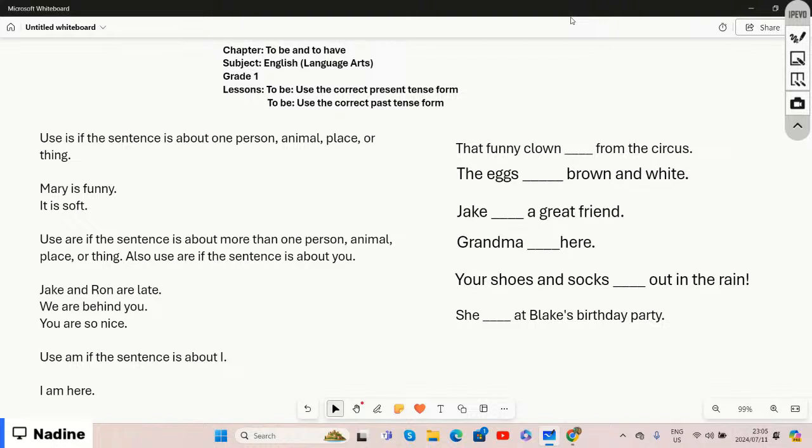But now, when it comes to this context of to be and to have, where we need to use the present tense or the past tense form, then it will basically show us what we need to use when it comes to referring either to one person, animal, place, or thing, or referring to more than one person, animal, place, or thing. Or if you are only referring to yourself by using the word I, right? So we are going to use certain words, basically like verbs, either in the present or in the past, to show us what the person, animal, place, or thing is doing.